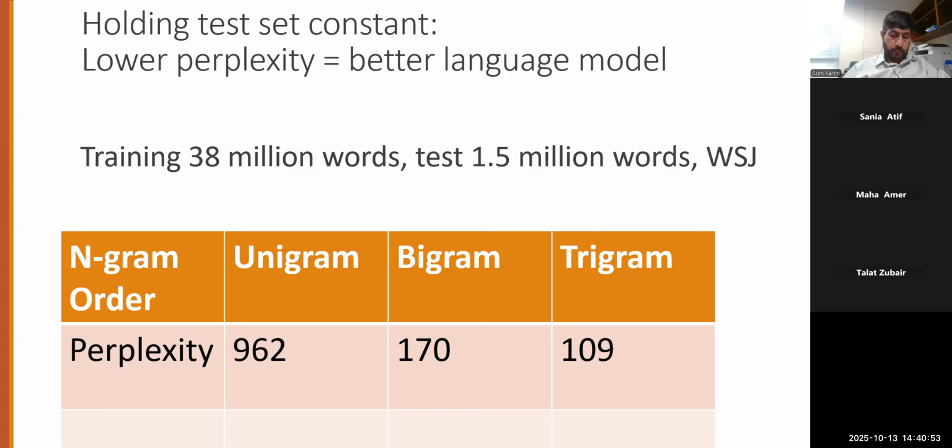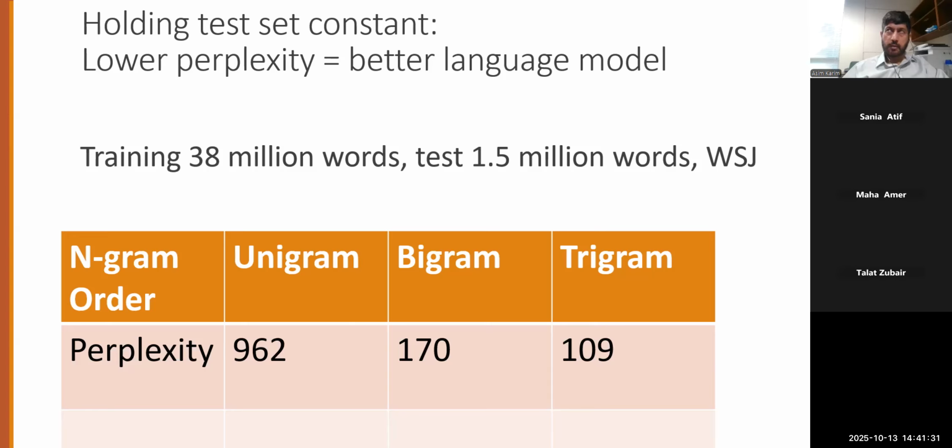So this is some example on the Wall Street Journal corpus, which is a corpus of news articles from this magazine. ठीक है. So you notice that Unigram has a perplexity of over 900. Bigram 170 हो गया.